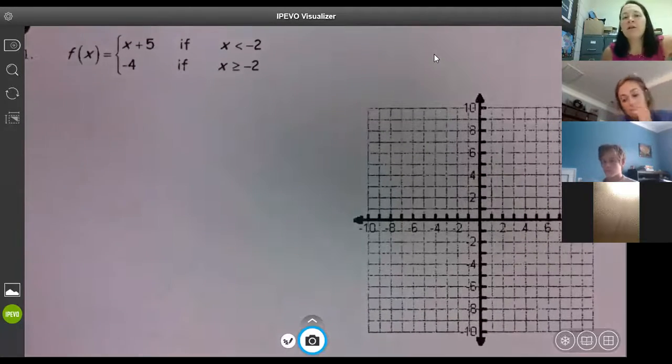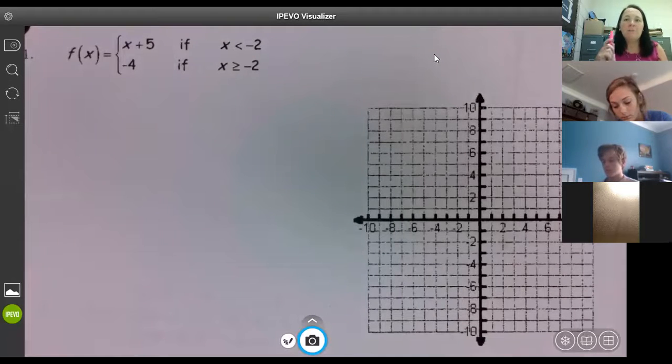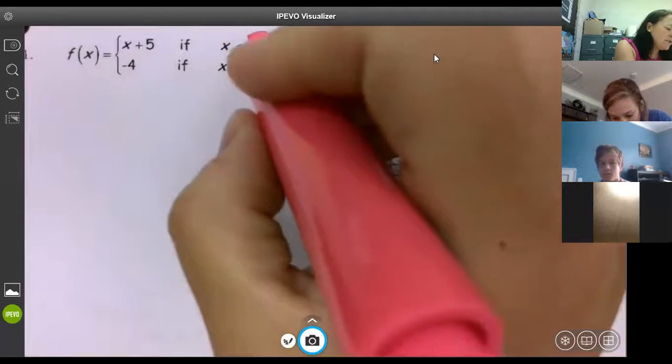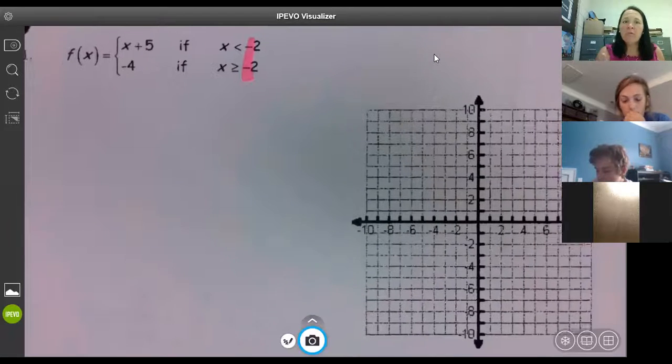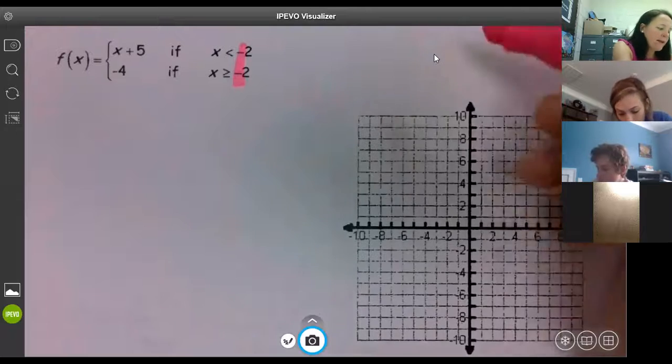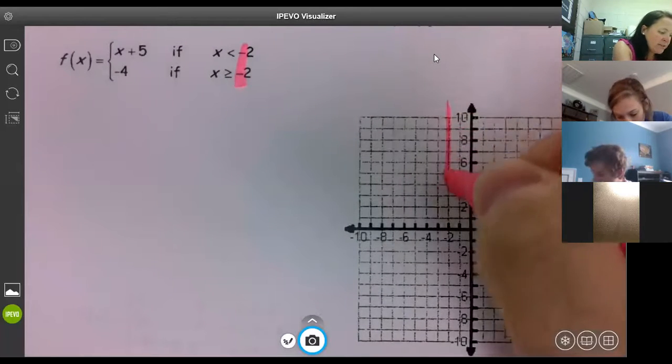So the first thing that you're going to do, and I'm going to have highlighters. So if you need some, you can get those. You don't necessarily need them. I just like them for the visual. The first thing you're going to do, just like last week, is look at where your domain is restricted. This one only has one line. So we're going to put it just like we were before at -2. That did not change.